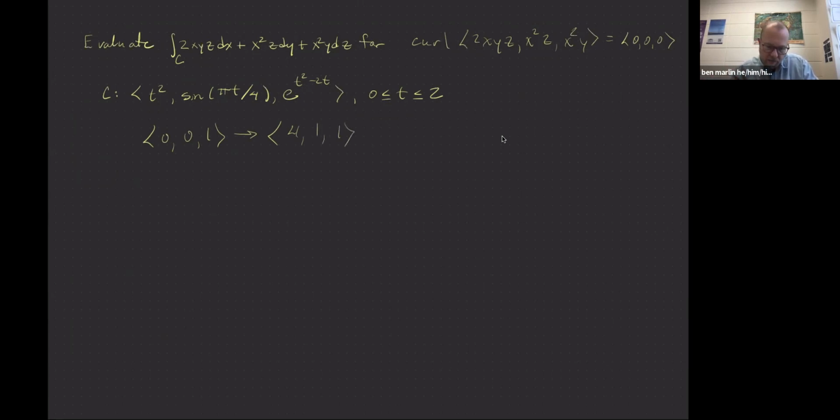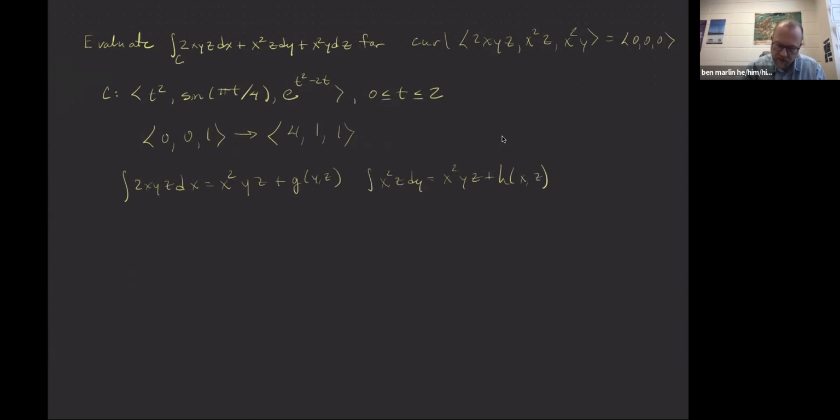And I am going to go ahead and integrate my 2xyz dx and get x squared yz. And I should say plus g of yz in case there's other pieces that show up there. I would integrate my x squared z dy and get x squared yz plus, I'll say, h of xz in case other pieces show up there.